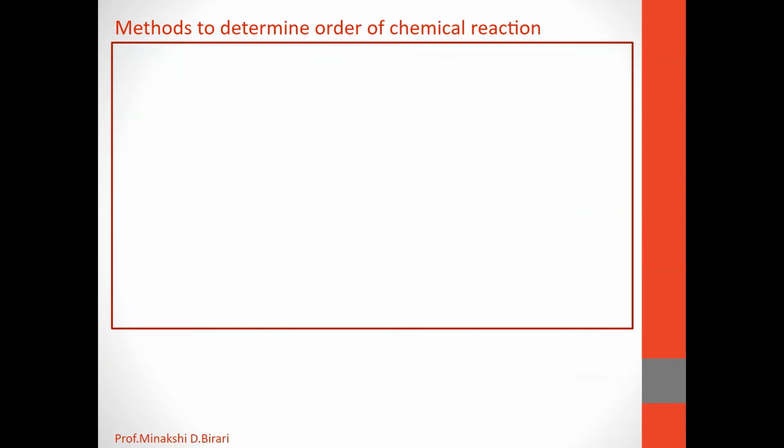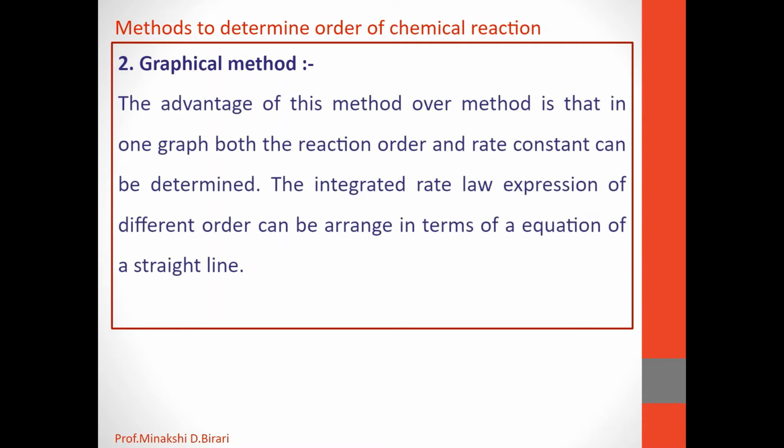Now, the second method, that is the graphical method. The advantage of this method over the previous method is that in one graph both the reaction order and rate constant can be determined. The integrated rate law expressions of different orders can be arranged in terms of an equation of a straight line. So for a reaction of the type A gives products, we can determine the reaction order by considering whether a graph of the data fits one of the integrated rate equations, in case of first order.